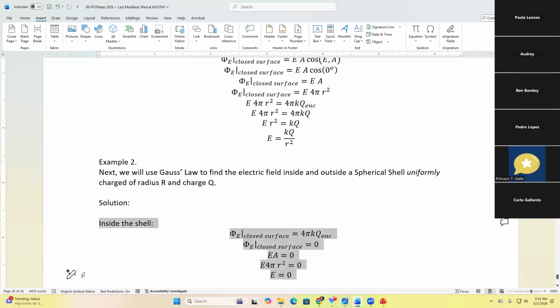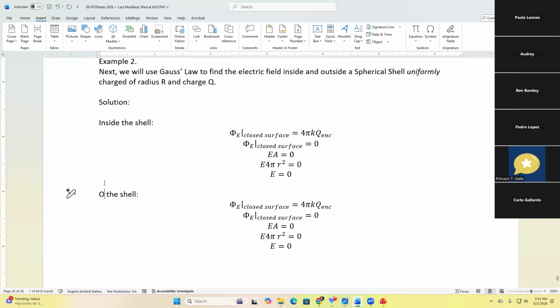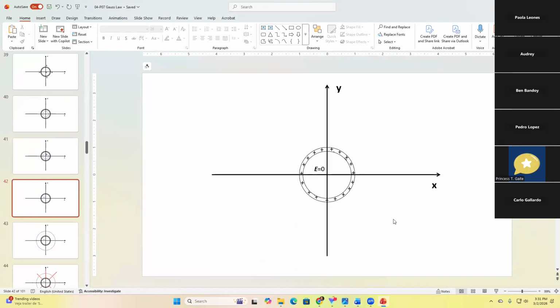And you do the same thing for a region outside. We repeat the same thing for a region outside the shell. Okay? But now, instead of having a charge equal to zero, the charge is going to be equal to Q. And let's take a look outside, right? Here's the Gaussian surface outside the sphere, the spherical shell.